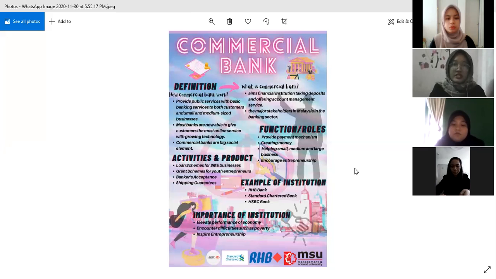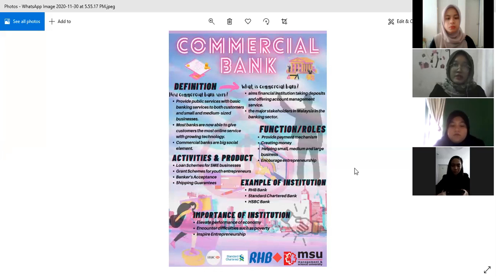The next one is grant schemes for youth entrepreneurs. This scheme is also known as free funding, where government agencies provide free funds for multiple business proposals. One of the products is called Skim Belia Negara, which is introduced by BKR, the Bank Kerjasama Rakyat Malaysia, in which they provide free funds for youth entrepreneurs aged around 18 years old up to 40 years old. So clearly it can increase the number of youth entrepreneurs in Malaysia.